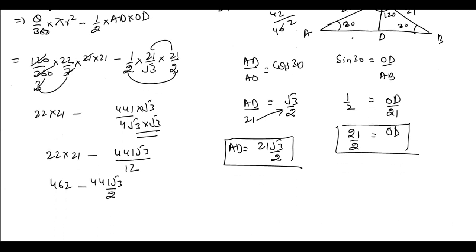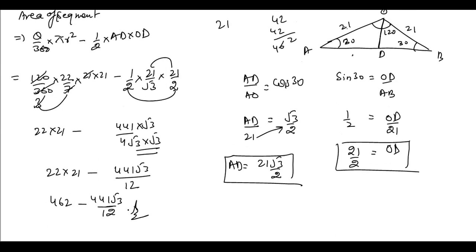Or you can take the 21 as common from both. So 21, this is 12. So either you can leave it here, आप यहीं पे छोड़ सकते हैं, ये भी आंसर हो जाएगा. So please copy this one. Otherwise जैसे आपको अच्छा लगेगा वैसे आप कर सकते हैं.